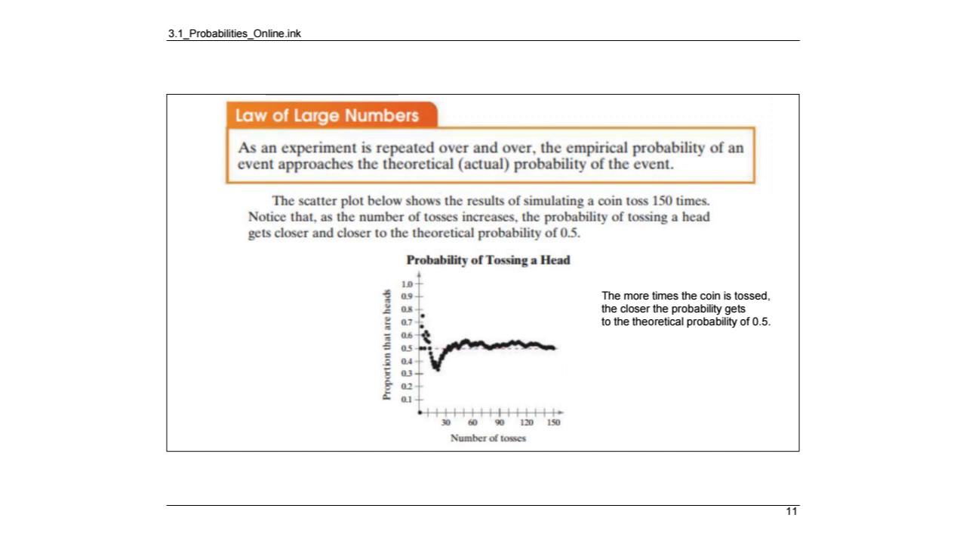So that's the law of large numbers. If you have a very small experiment, you might not see exactly what you think you should see. That's why this graph is kind of looking all over the place. That's because when it's small, it might be off a little bit, but once you have tossed that coin many times, you're going to be close to that theoretical probability of 0.5 or 50%.